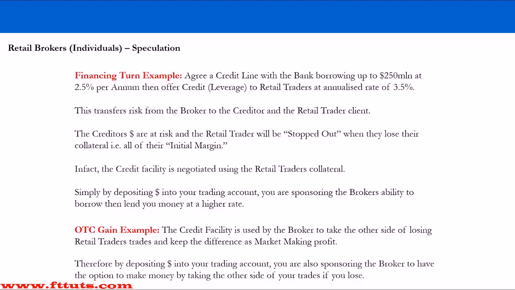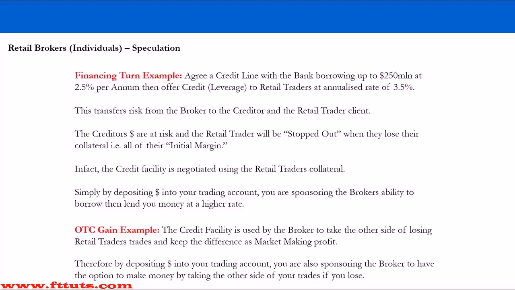Now, what the broker does is they agree a credit line with a bank. So let's say borrowing up to $250 million at 2.5% per annum. Then they offer the credit via the trading platform to retail traders at an annualized rate of, let's say, 3.5%. And what this does is transfer the risk from the broker to the creditor and the retail trader client. So the broker actually becomes the broker of credit, and they take a turn on it. They make a percentage point, or in the business we call it a turn, on the credit.